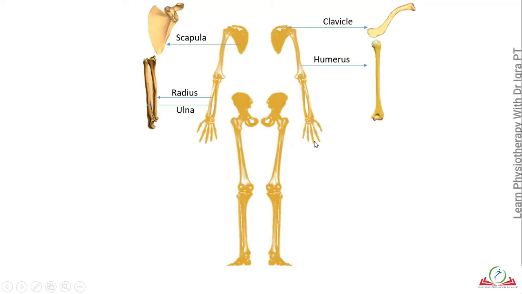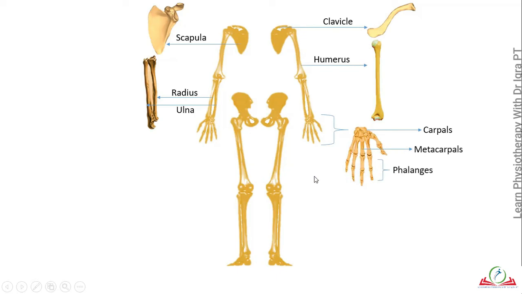In the hand, 8 carpal bones are present that form the wrist with the ulna and radius, and 5 metacarpal bones are present in the palm and the 15 phalanges present in the fingers.